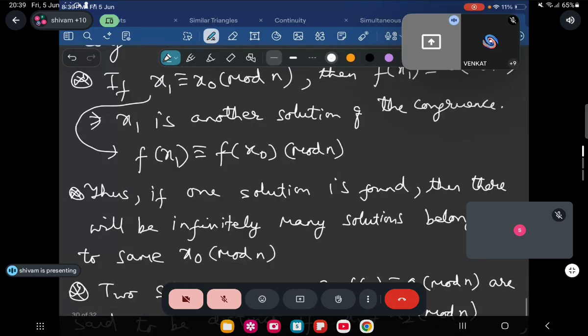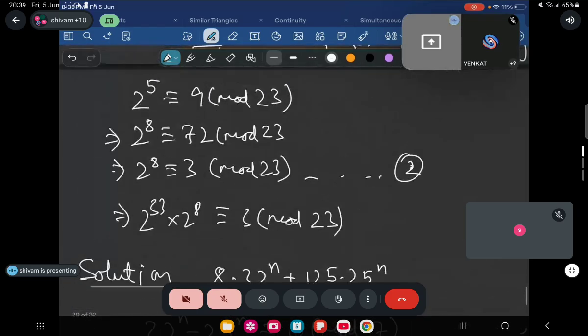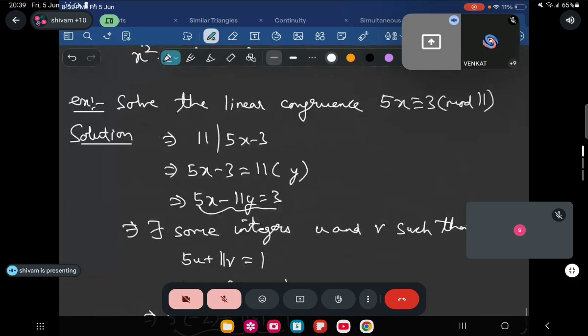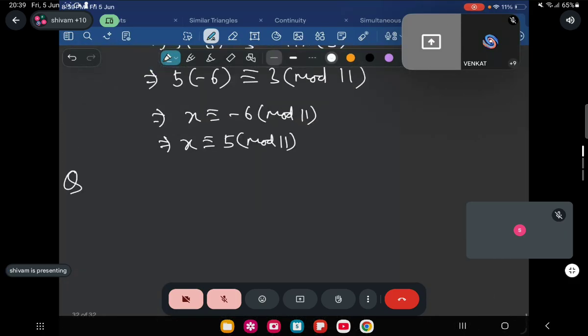Question number, what is it? 4 or 5? Question number 5. One last problem. Try it out. Okay. Solve the linear congruence. 4x is congruent to 3 mod 5. Solve.